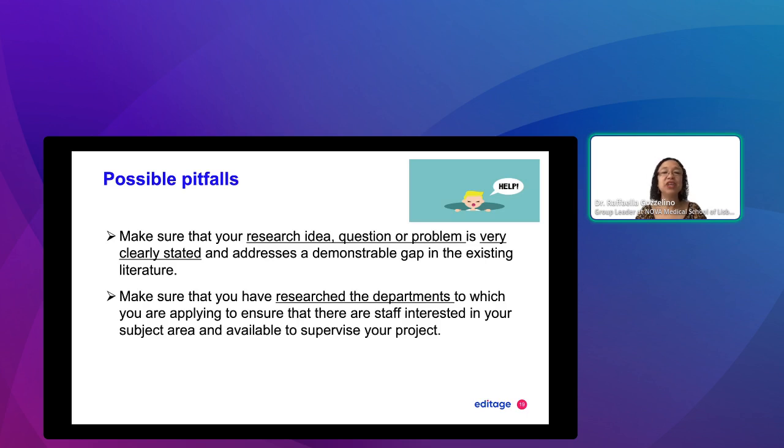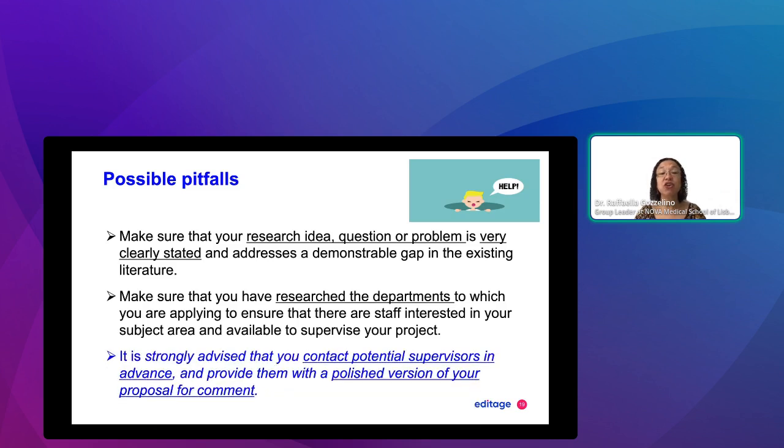Then make sure that the research departments to which you are applying have staff interested in your subject areas and available to supervise your project. For instance, to give an example of what is happening in my university, every student has a scientific committee that they can rely on to help out with these kinds of questions, in addition to the supervisor.